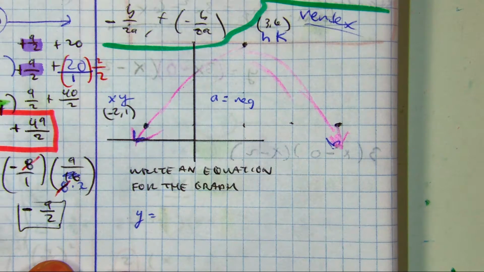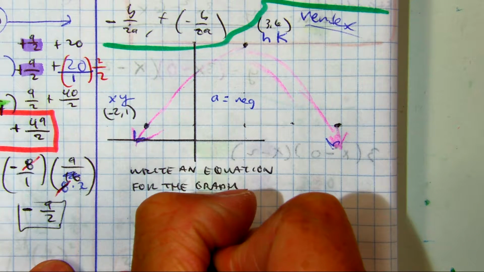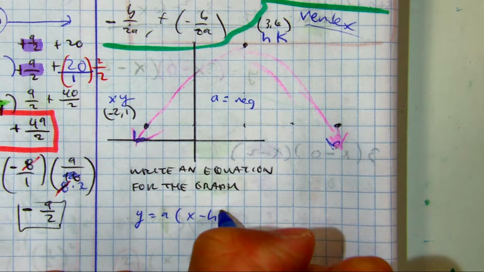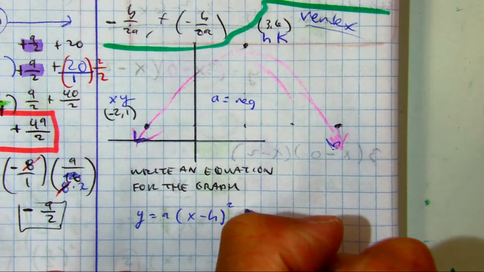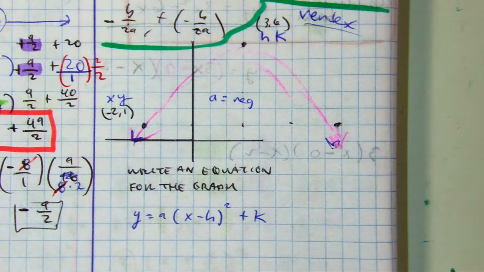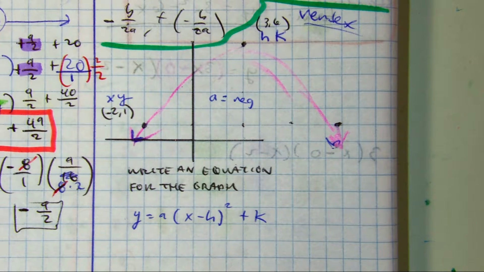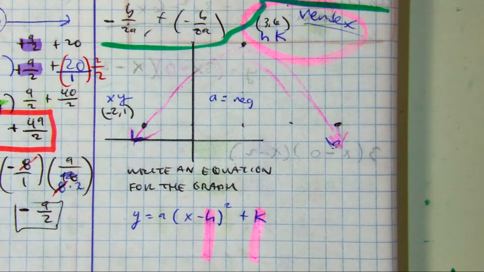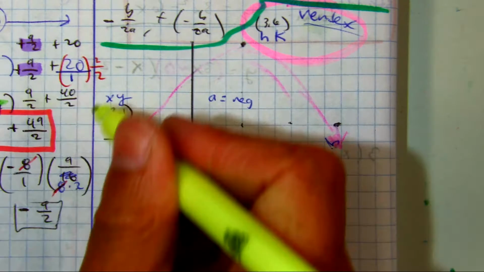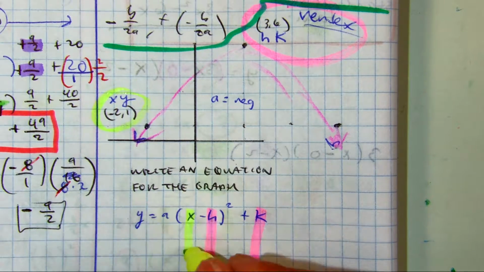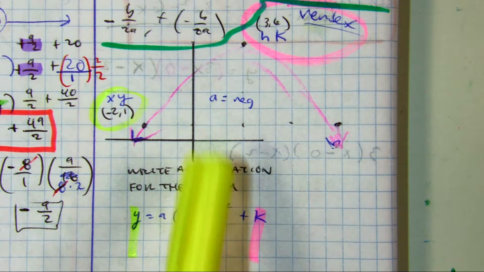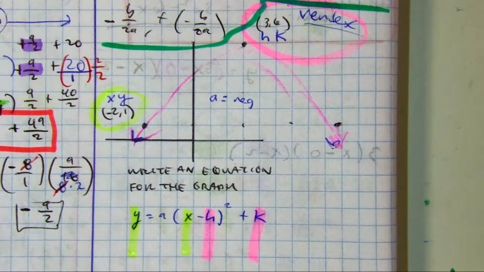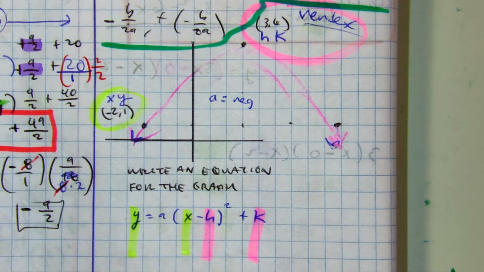Okay, so we got this. Now I'm just going to color code it for you. Vertex, H, K. Ordered pair, X, Y. And although I know that A is going to be negative, do we have a number for that, class? No. And we're going to get it. So let's put them in.